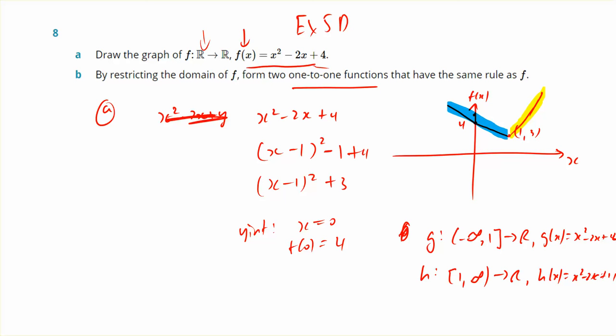What the question was essentially asking me to do was to simply draw the graph and split it into two, so it's one-to-one. If I look at the yellow, it passes both the vertical and the horizontal line test, so it's one-to-one. Same with the blue. And you just define the function that way. Hopefully that helps.